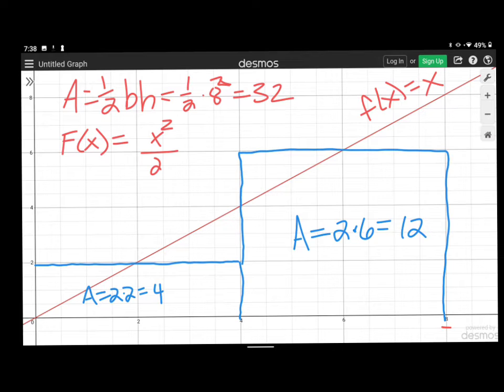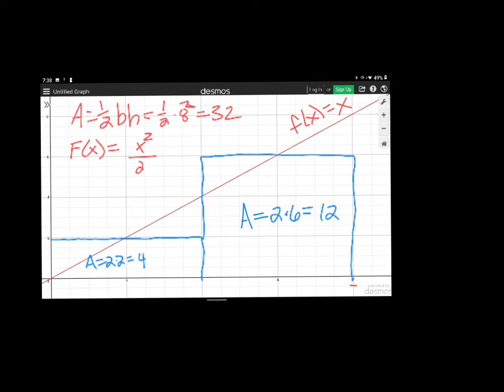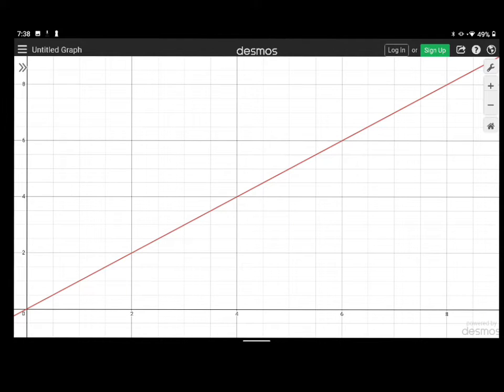And so then if we added those up, we'd have a total area under the curve being 16. Okay, and that's not super accurate, but it's kind of getting us a little bit. So instead of doing 2 subintervals, let's take a look at maybe making these intervals a little bit smaller. So let's try to do 4 subintervals.